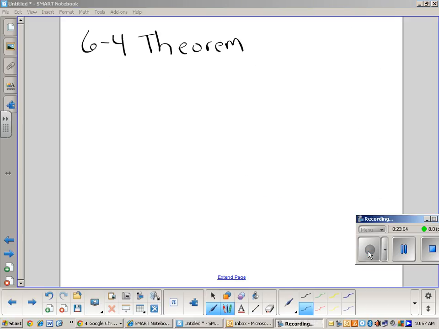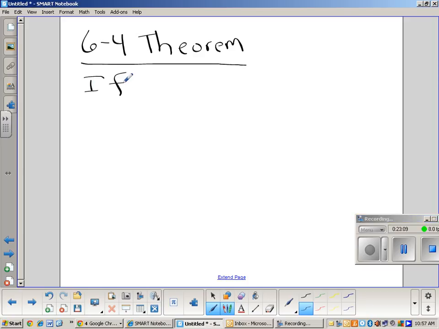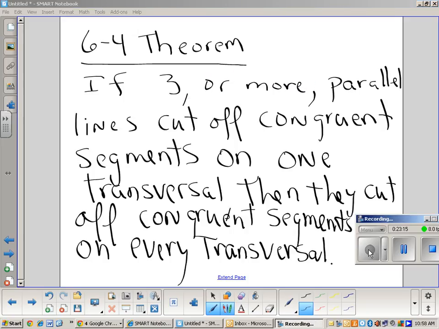Theorem. If 3 or more, okay, what this is saying, sticking with us, Roy? Is if 3 or more parallel lines cut off congruent segments on one transversal, then they cut off congruent segments on every transversal. So just write that down, and then I'll show you graphically what that means.